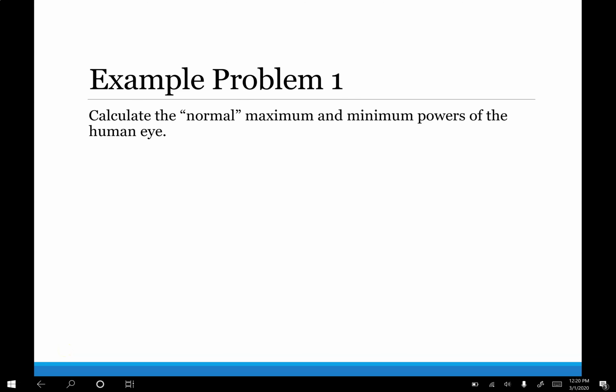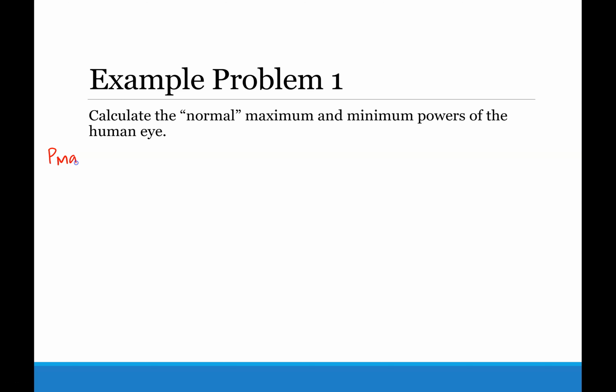Example problem 1 asks us to calculate the normal, maximum, and minimum powers of the human eye. The first thing we're going to calculate is the maximum power, so P max. The formula for P max is 1 divided by the near point distance for the average human eye plus 1 divided by the lens to retina distance. So from the front of the eyeball to the very back of the eyeball in the average human eye.